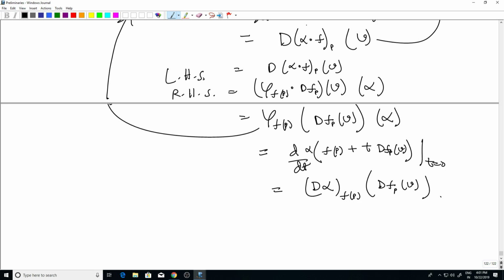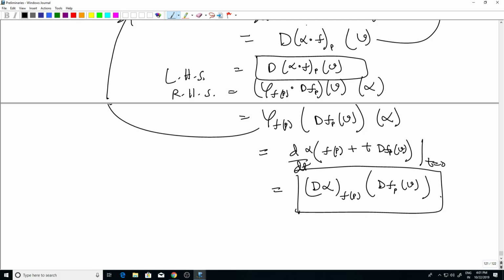Well, if you notice this expression here and this expression here, they are the same by chain rule. And this chain rule that I'm talking about is the classical chain rule.